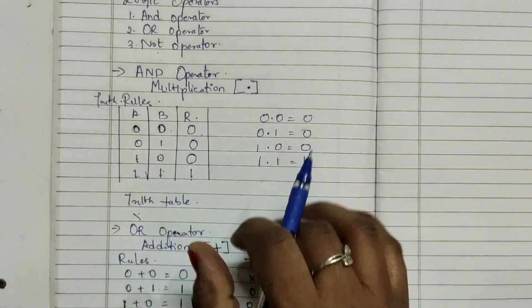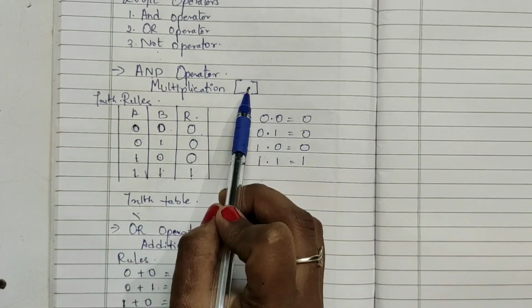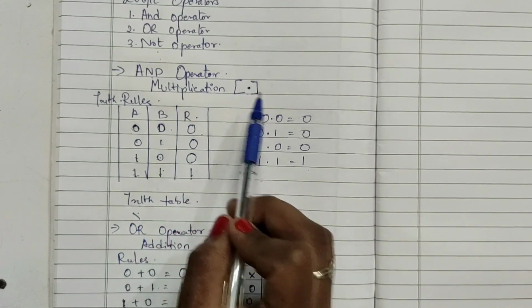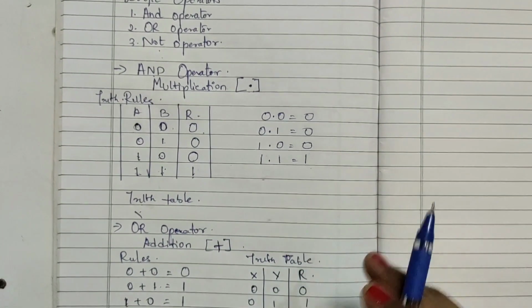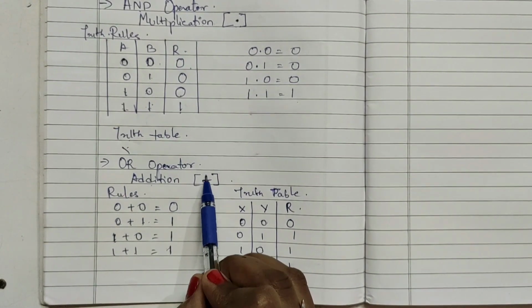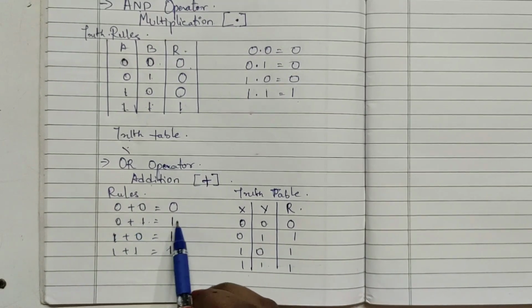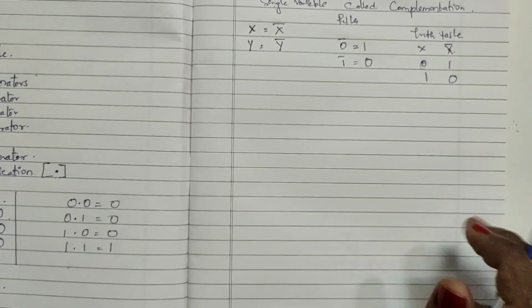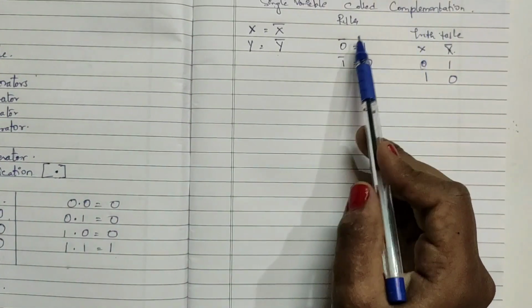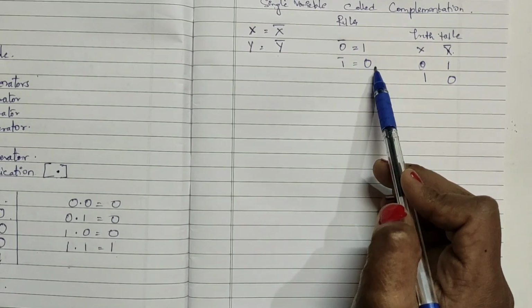Let's sum up with a quick review. The AND operator is a multiplication, represented by a dot. In multiplication, both the conditions should be satisfied, then only our result will be true. The OR operator is an addition, symbolized with the plus symbol. In this, if any one of the conditions is satisfied, then the result will be true. The NOT operator is a single variable operator, also known as complement. If it is 0 complement, the result would be 1. If it is 1 complement, the result would be 0.